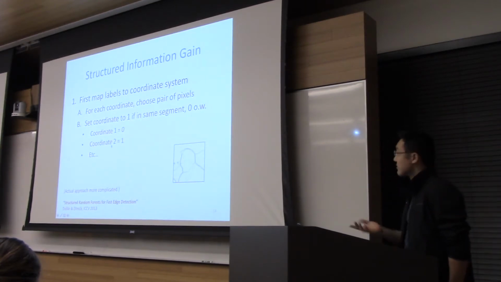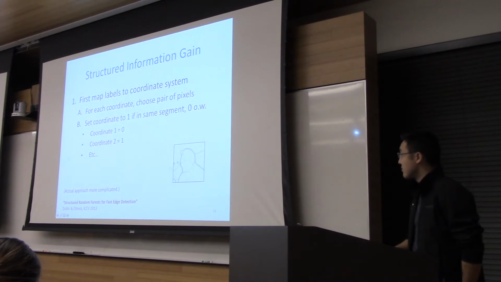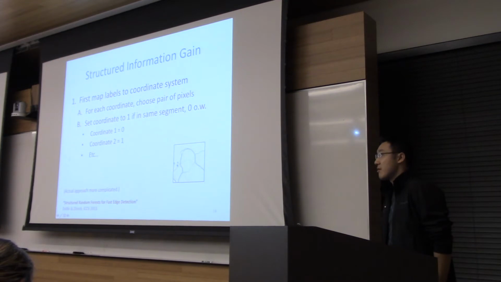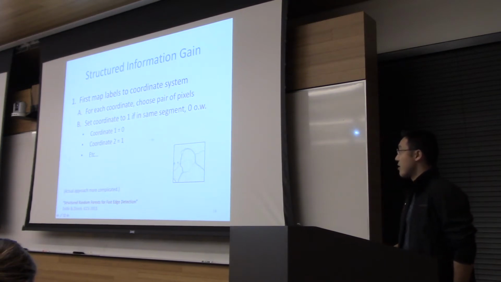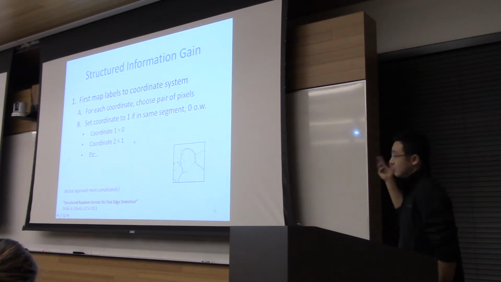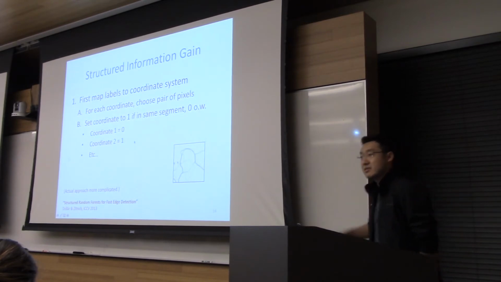And then let's say coordinate 2, the second coordinate, corresponds to these two random pairs of pixels, right? And in this particular image patch with these edge labels, these two pixels belong to the same image patch, right? And so we're going to set that coordinate to 1. And we're going to just repeat this process, for let's say 1,000, 5,000, 10,000 times.